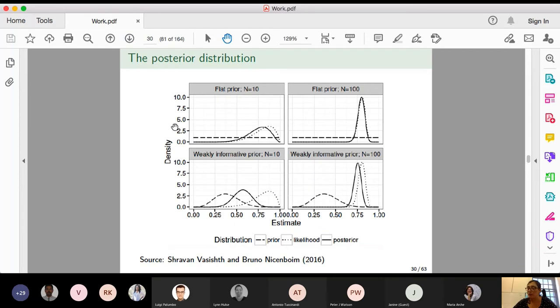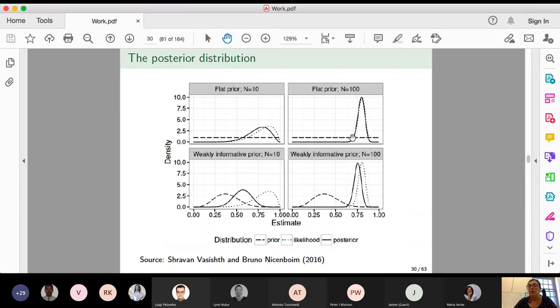And I want to show you the impact of these different possible settings in this plot. So here the dashed line is the prior distribution, and we are using a completely flat prior distribution, and the dotted line is the likelihood, the data. But the sample size is small, I only have 10 observations. Even when the sample size is small, because the prior distribution is completely flat, the posterior, which is the full line here, is very close to the likelihood. Now, in the bottom left, I have the same likelihood, the same data, same size, 10 observations, but a weakly informative prior, and we can see now that the posterior is a compromise between these two.